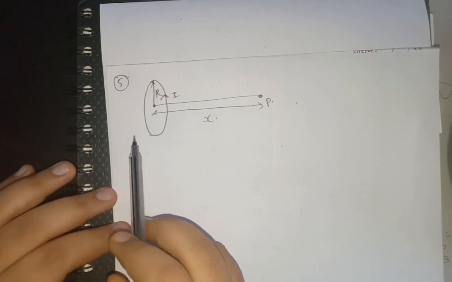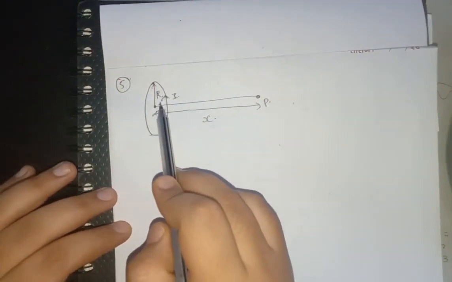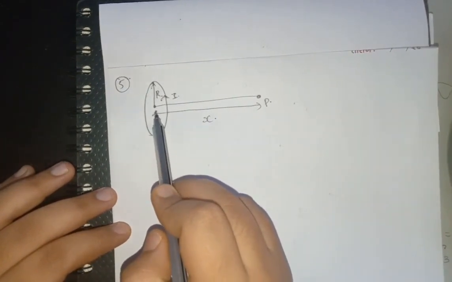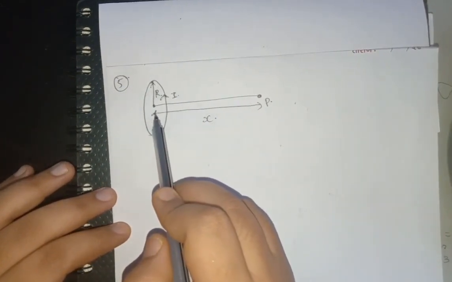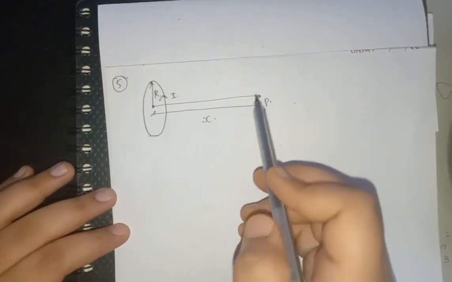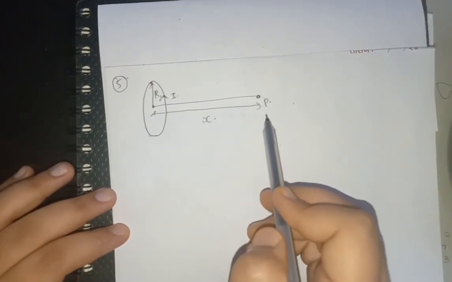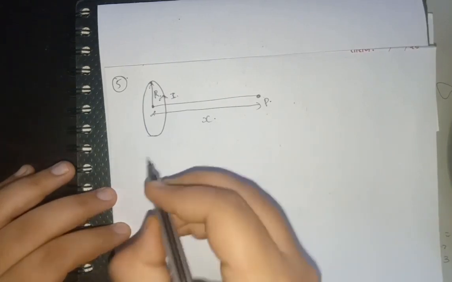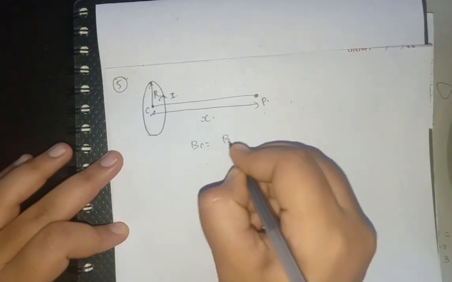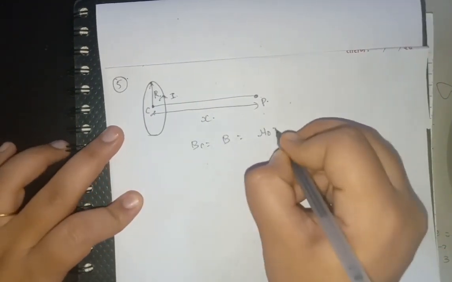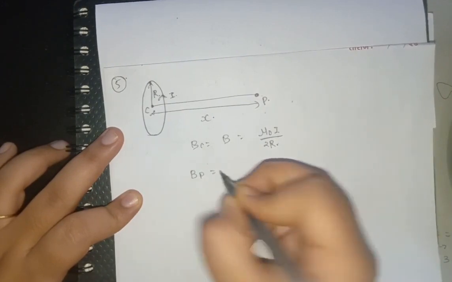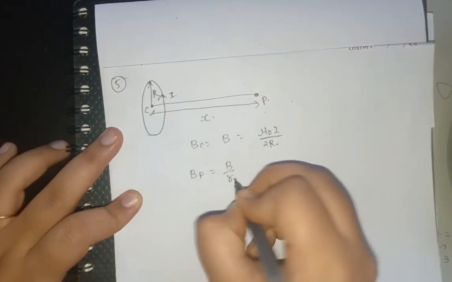In question number 5, a circular coil of radius r carries current I. The magnetic field at its center is B. We want to find the distance from the center at which the magnetic field will be B by 8. Let's say that point is P. So the magnetic field at the center is B, given by mu naught I upon 2r, and the magnetic field at P is B by 8.